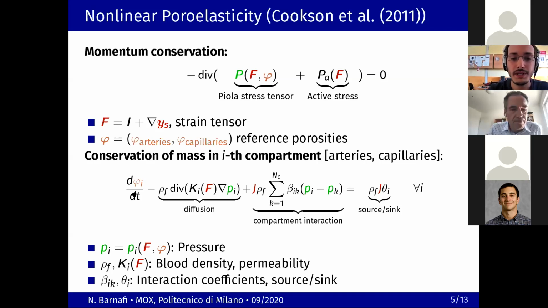Okay, and I'm denoting in green quantities that need to be solved through constitutive modeling. What we consider in addition to that is the conservation of mass in each compartment. So the variation of our reference porosities in each compartment is going to be given by a nonlinear diffusion, which depends on the pressure. The pressure in turn depends nonlinearly on the strain tensor and the porosity. We have that our compartments, so our arteries and capillaries, interact, and there's a source and sink term.